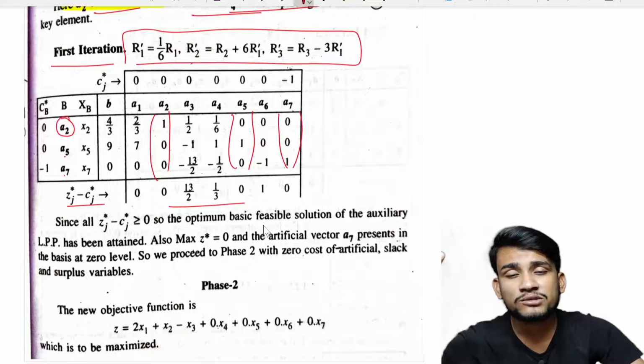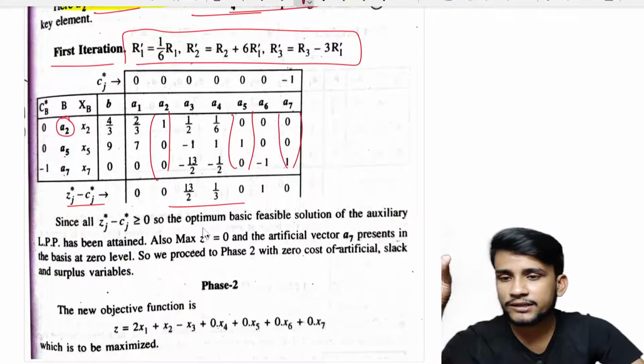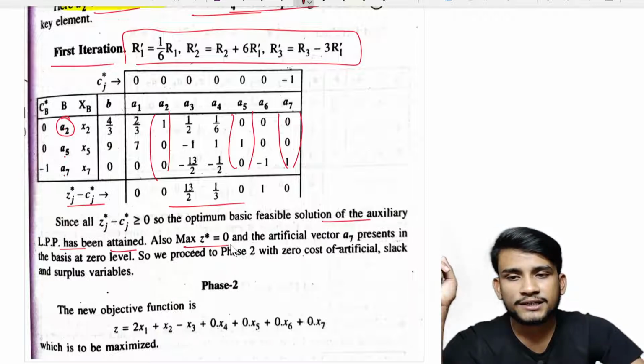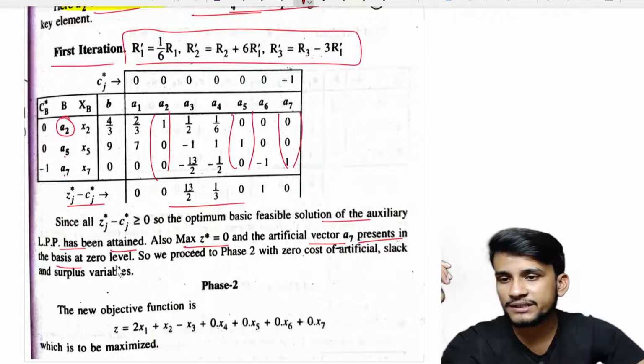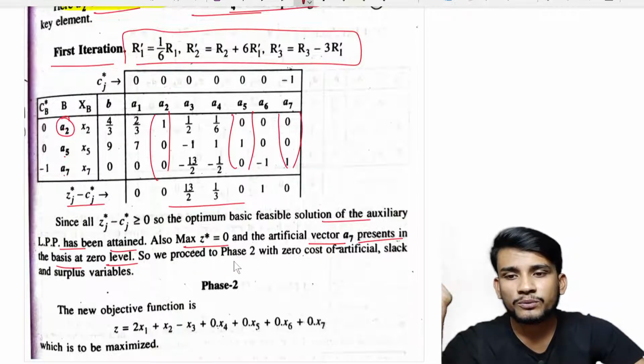Phase 1 ensures the existence of the feasible solutions of the LPP. Zj minus Cj greater or equal to 0, so the optimal basic feasible solution of the auxiliary LPP has been attained. Also max Z star equals 0, which is the condition we already discussed in the summary of the two-phase method, and the artificial basis vector A7 is present in the basis at 0 level. So we proceed to phase 2.